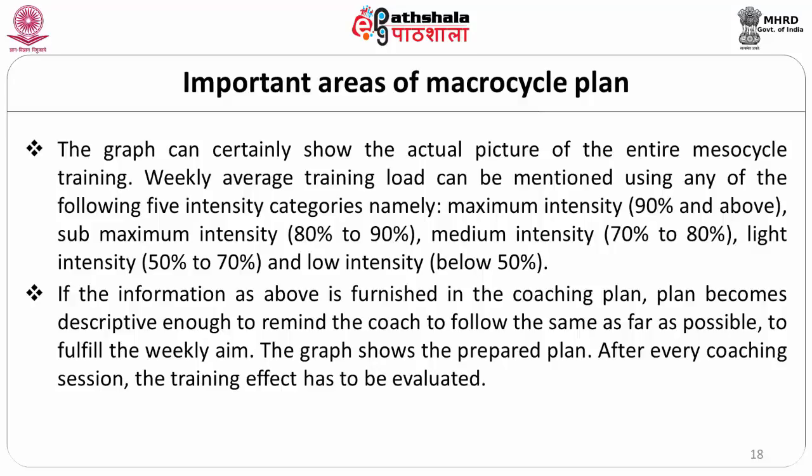Weekly average training load can be mentioned using any of the following 5 intensity categories, namely maximum intensity 90% and above, submaximum intensity 80 to 90%, medium intensity 70 to 80%, light intensity 50 to 70%, and low intensity below 50%. If the information as above is furnished in the coaching plan, plan becomes descriptive enough to remind the coach to follow the same as far as possible to fulfill the weekly aim. The graph shows the prepared plan.